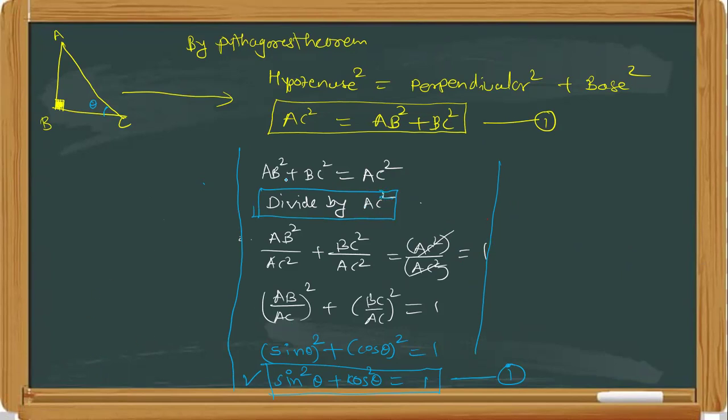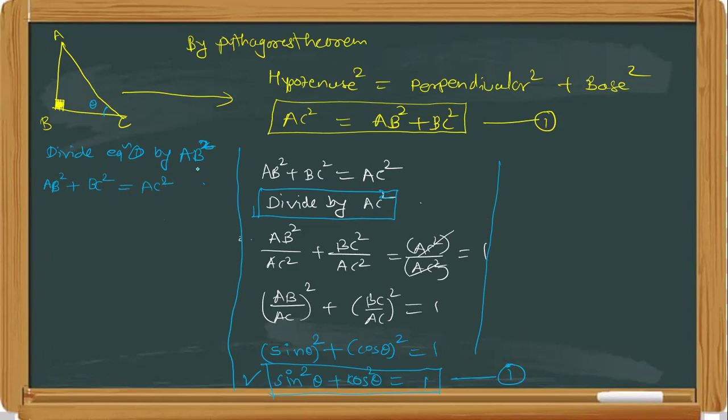What will happen if I divide equation 1 by AB square? If we divide by AB square, we'll get a new identity. Then what will that be? Tell me the steps. First, AB square plus BC square is equal to AC square.